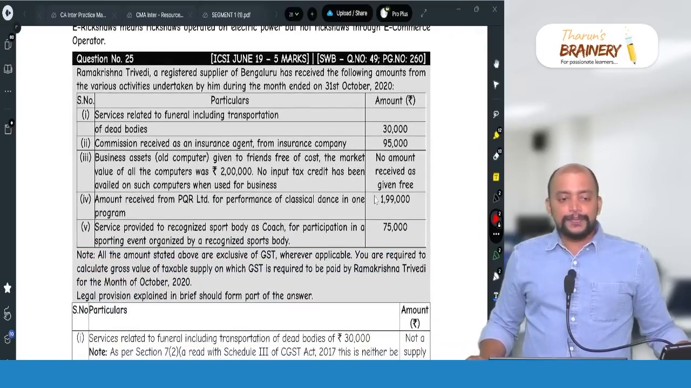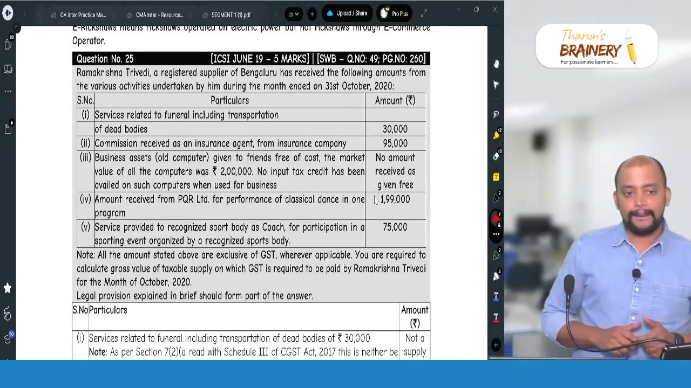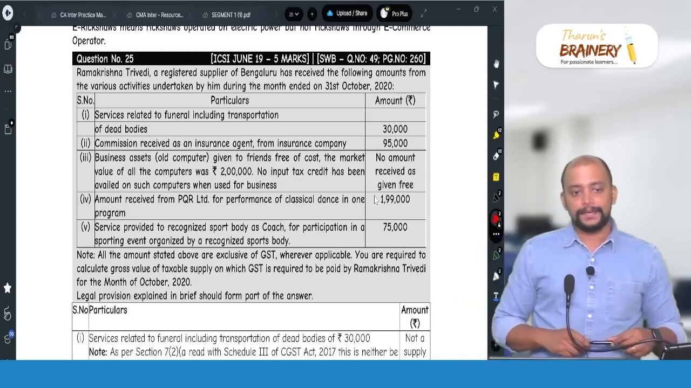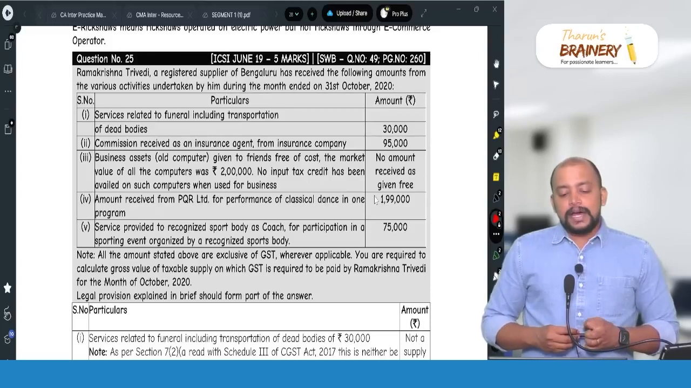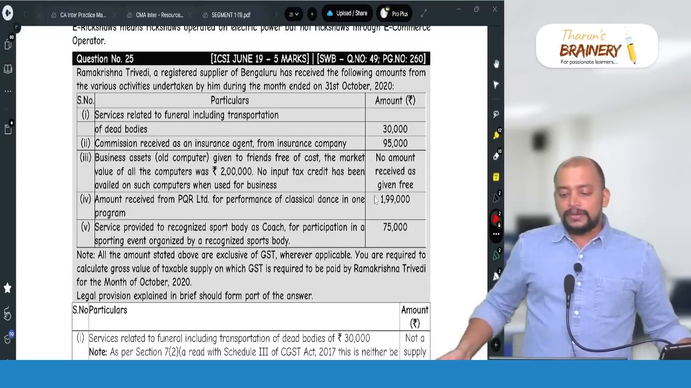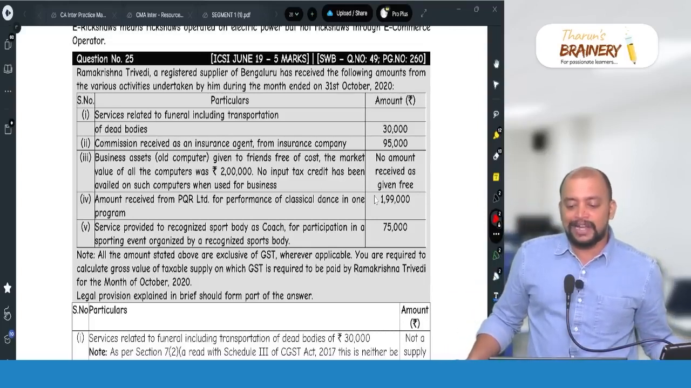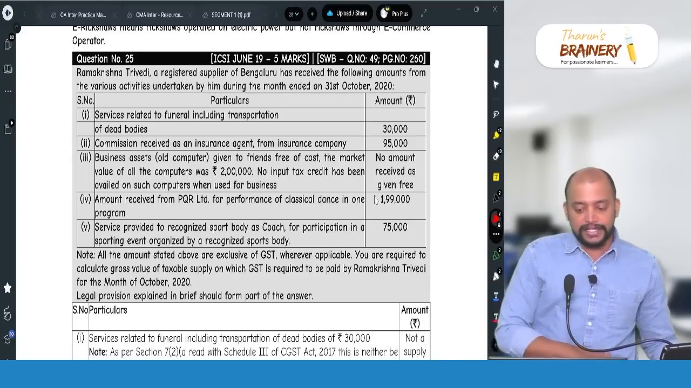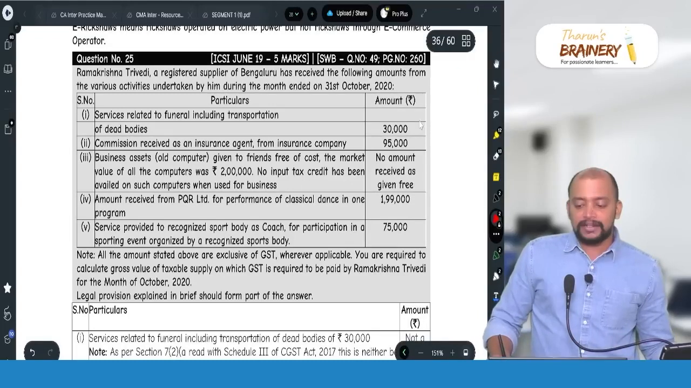Then next one, page number 260. Ramakrishna Trivedi, a registered supplier of Bengaluru, has received the following amounts from the various activities undertaken by him during the month ended 31st October 2020. Services related to funeral, including transportation of dead bodies: not a supply, excluded from supply.